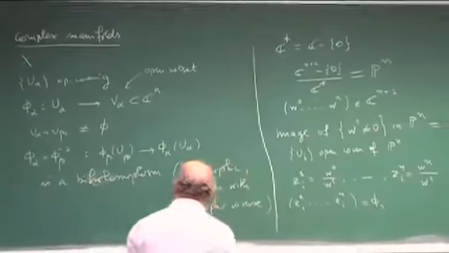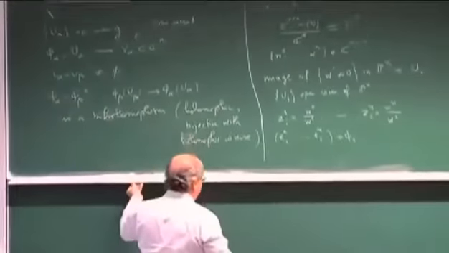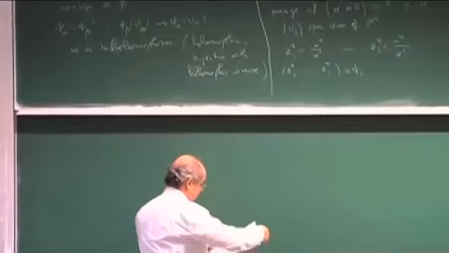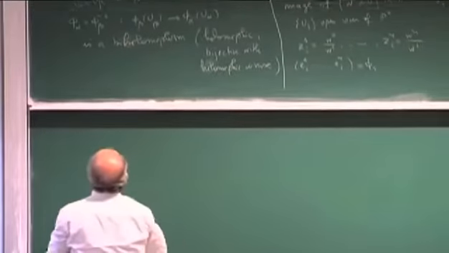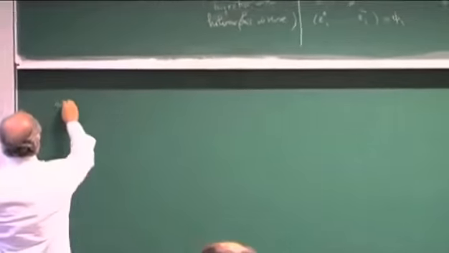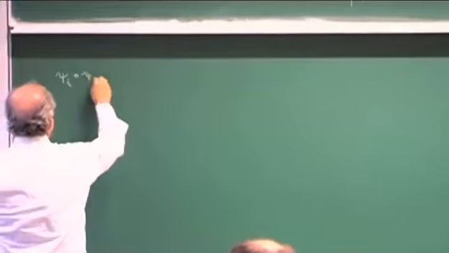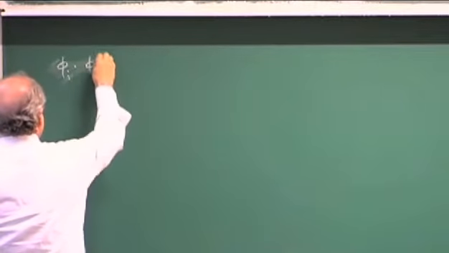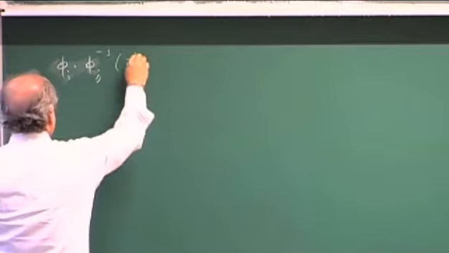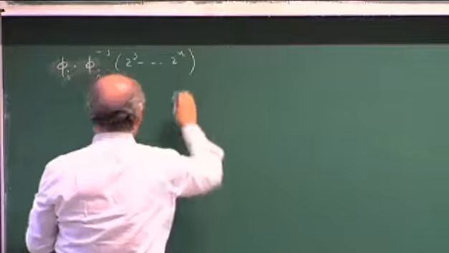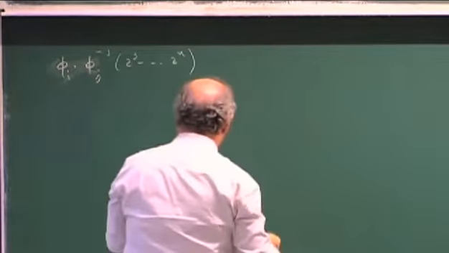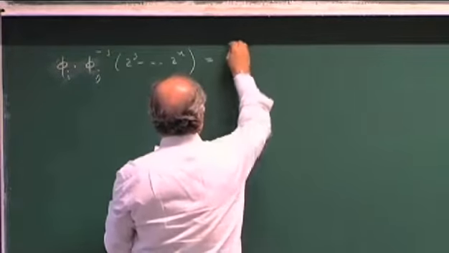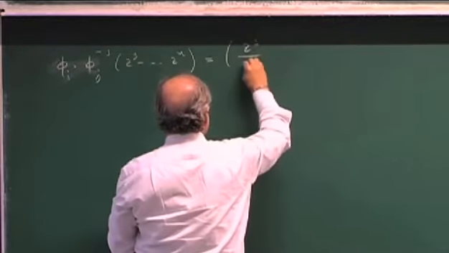And if you write the transition functions, so we should write something like phi_i times phi_j inverse of (Z_1, ..., Z_n). This is given by this equation.